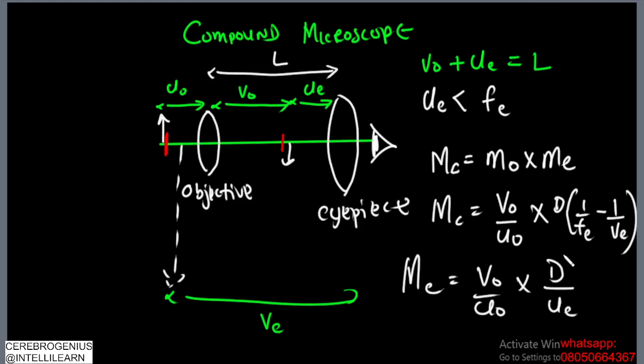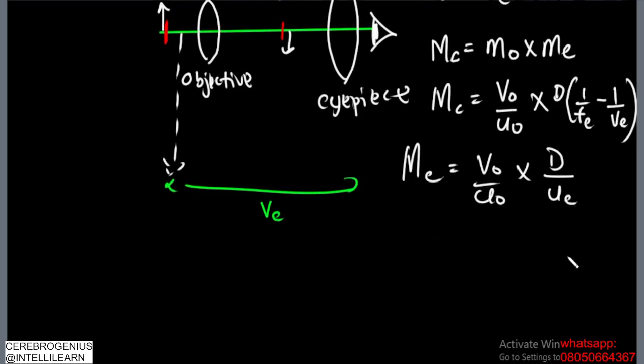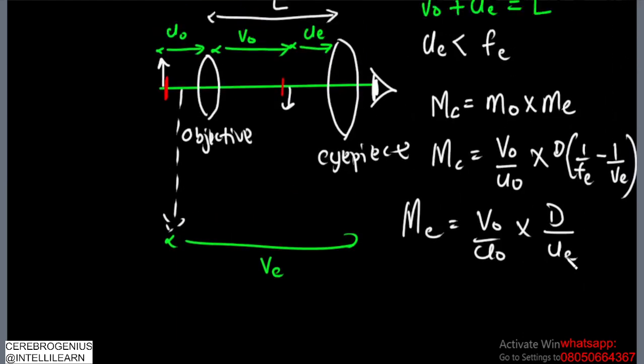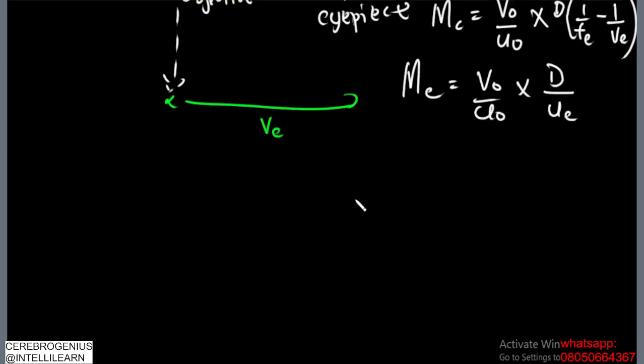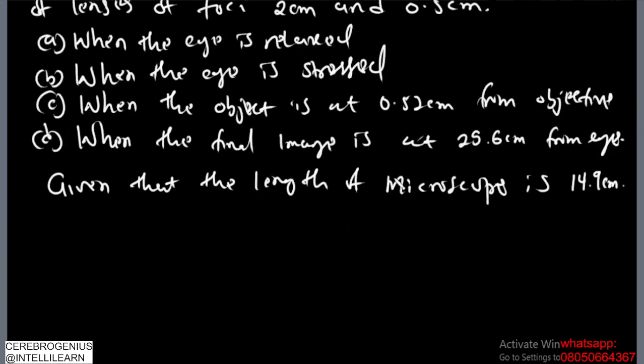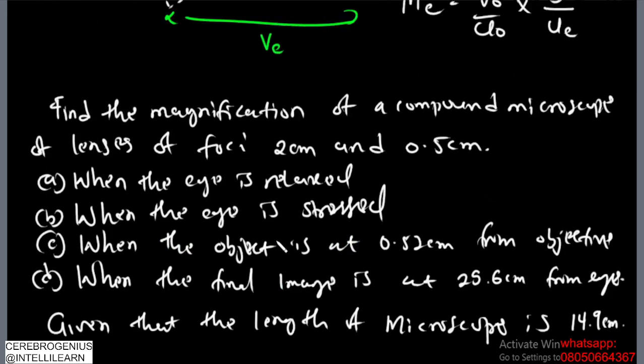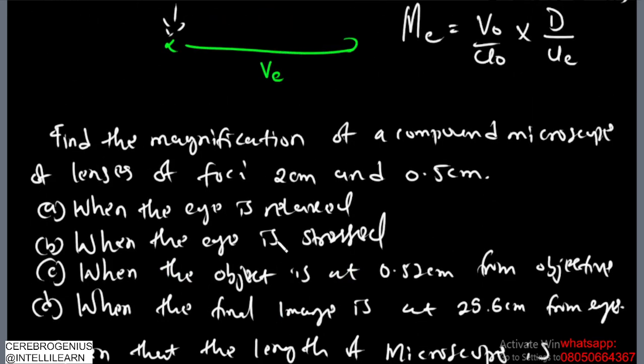So this is another way we can get the magnification of our compound microscope. The questions here are always going to be that easy. So let's try this question. It says we should find the magnification of a compound microscope.